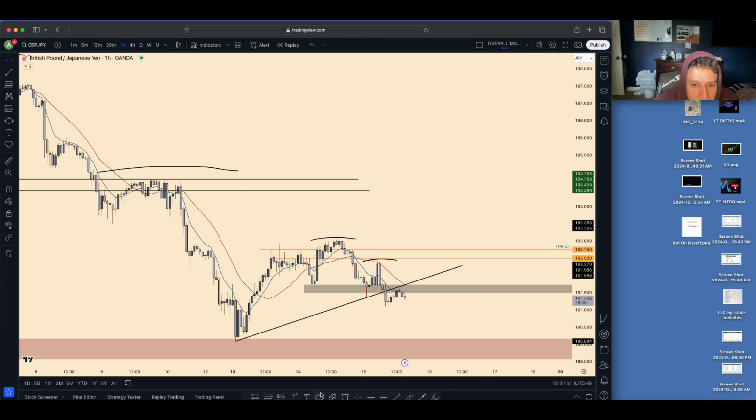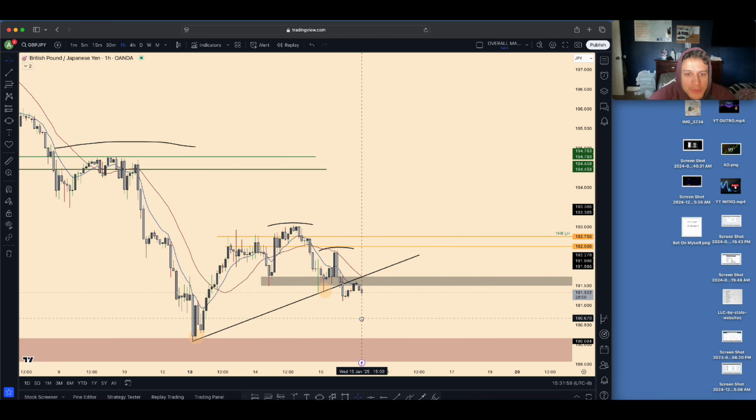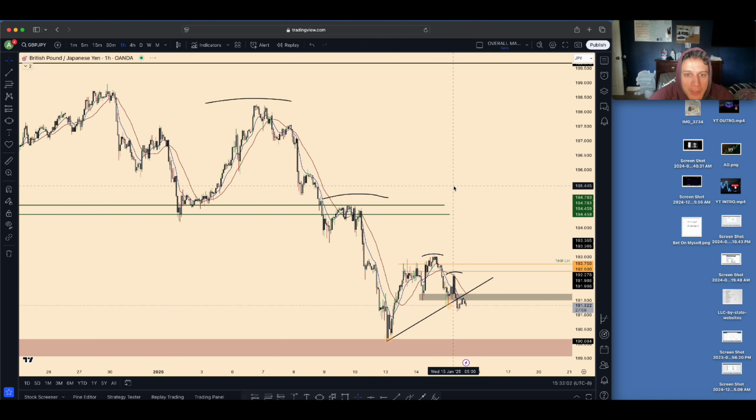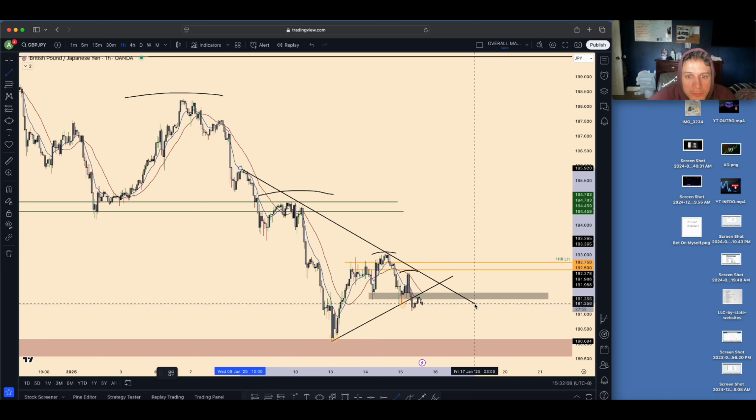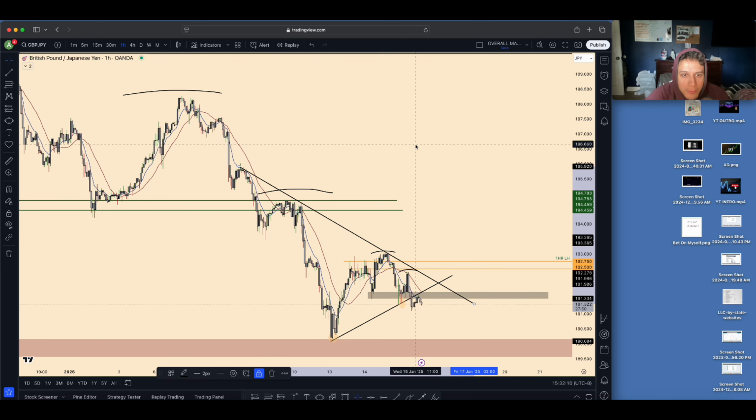Bro, what the heck? Boom here. And then boom here. So this is what I'm looking for on GBPJPY. I'm definitely looking for these sell opportunities. Let's see if I could. 1, 2, 3. Okay, perfect.